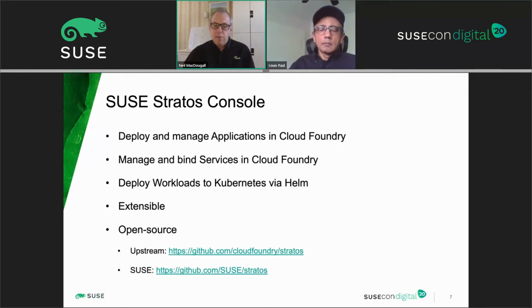Also, as it's SUSE, it's open source. So everything that we talk about here in terms of Stratos is open source. There are two projects. There's an upstream project in the Cloud Foundry organization in GitHub. So Stratos is a core Cloud Foundry project. It was started by SUSE, and it's now graduated from being an incubated project to being a core project. And there was also a SUSE fork of that repository that has some additional extensions to provide some of the Kubernetes and Helm functionality. So both of those repositories are worth checking out.